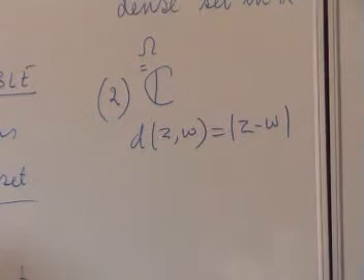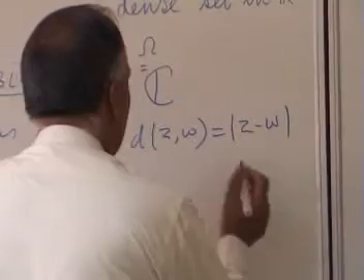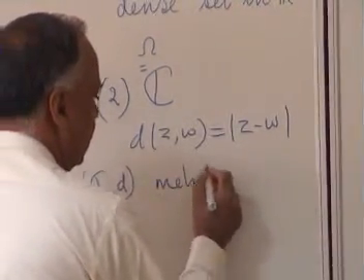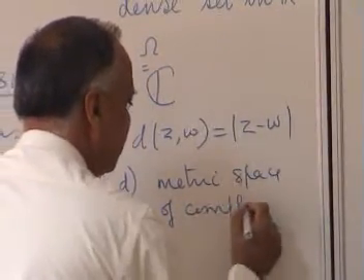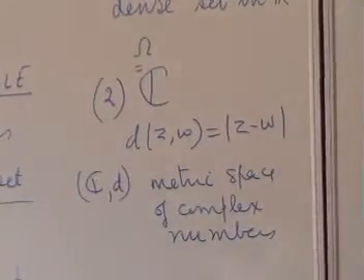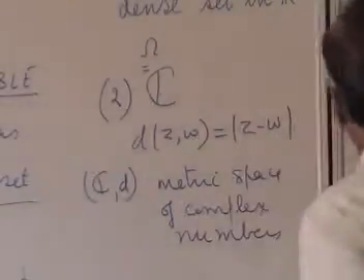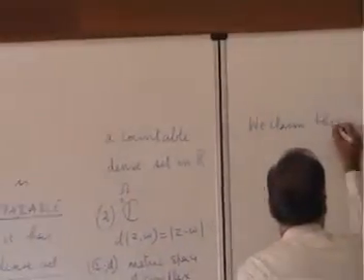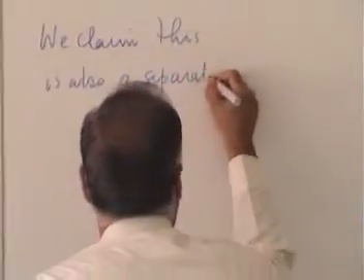This is a metric, we all know that, very easy to verify. The triangle inequality is satisfied, etc. And so C is a metric space. I will call this the usual metric for the complex numbers, just like we call the absolute value the usual metric. Now we claim this is also a separable metric space.